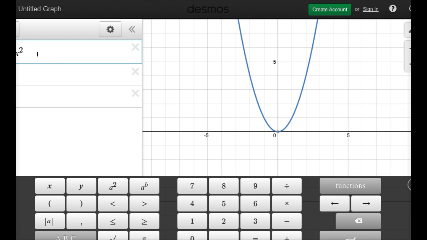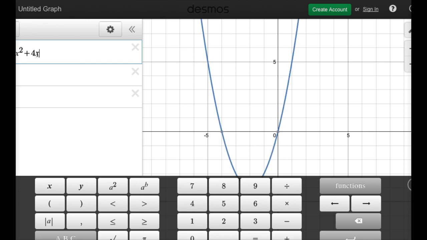I think you might have to hit the tab to get out of the exponent, because if you keep typing without hitting the tab, it just goes with your exponent. It needs to go next to the x. Then plus 4x. Don't say equals. Just put plus 4x because it's already an equal. Just type in x squared plus 4x.